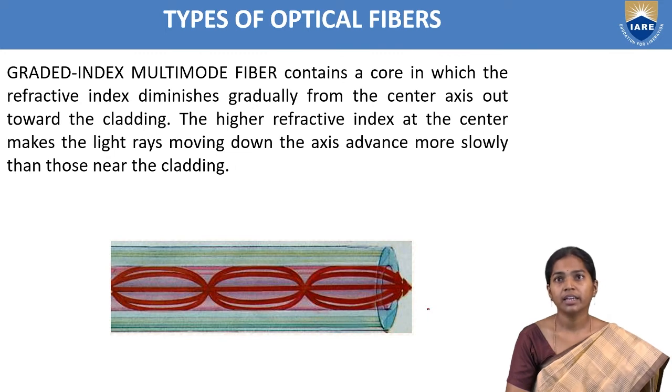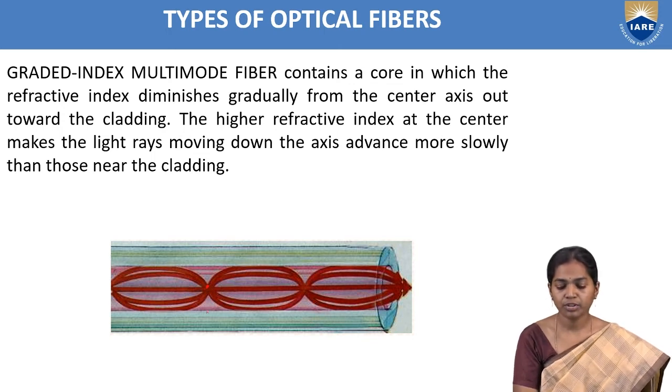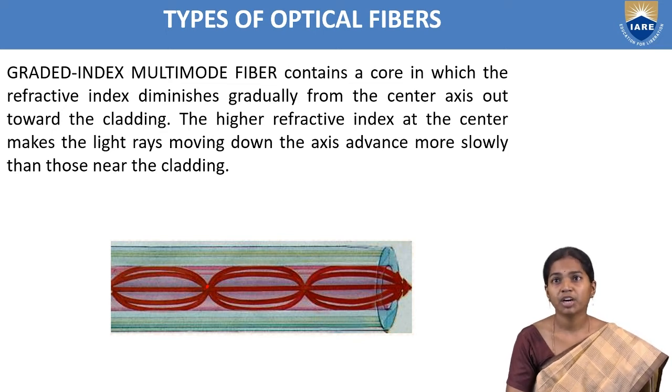Next one, graded index multimode fiber. In this graded index multimode fiber, the light is incident at the air core interface. Again, it reaches the core cladding interface. The core has a higher refractive index than the cladding, and gradually the index decreases and reaches the middle point. Again, it gradually increases. Like that, the wave is transmitted from source to destination. This is graded index multimode fiber.